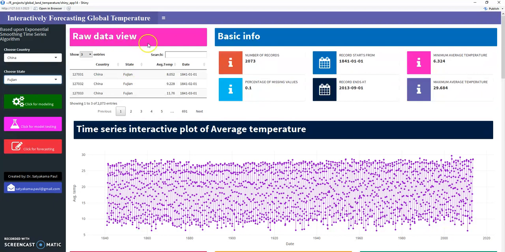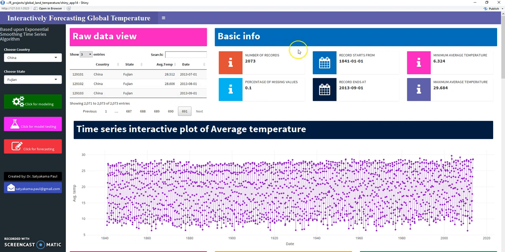So now we have a raw data view over here. What we are given is the average temperature from 1841, the first month of January, to the last month 2013, the ninth month, or September. You can also notice a missing value over here.